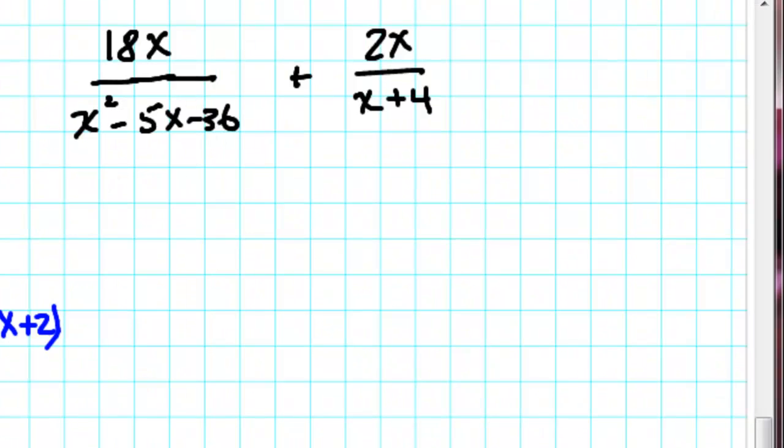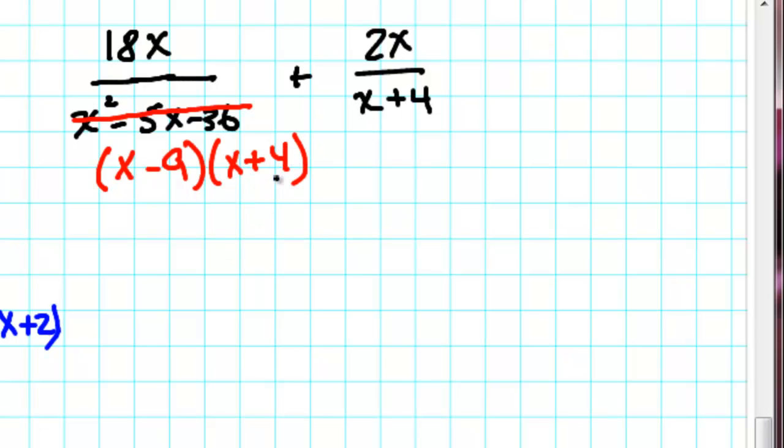So now let's look at our final problem. Let me change colors so we can keep the problem separately. So let's again factor here. So we've got x squared minus 5x minus 36. 36 is 9 and 4, so we have x minus 9 and x plus 4. We both have the x plus 4, so this fraction is not missing anything. This guy is missing the x minus 9.